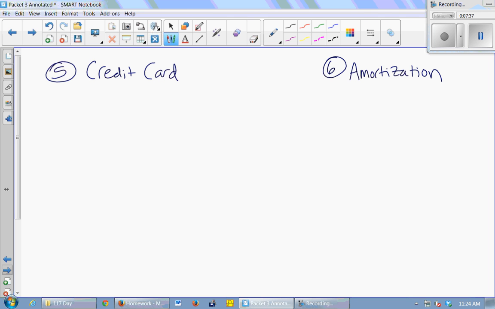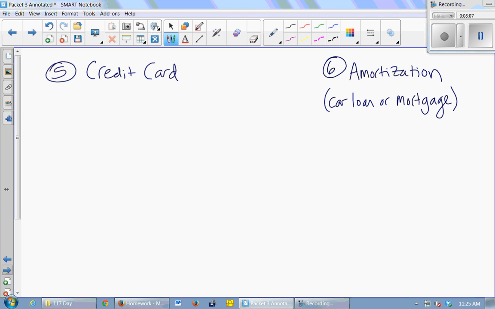Credit card is pretty self-explanatory. Amortization is when you take out a fixed loan, like I'm going to borrow $20,000 and then you have to pay back a regular, constant amount every month for a certain amount of time. So this is like a car loan or a mortgage loan, basically.